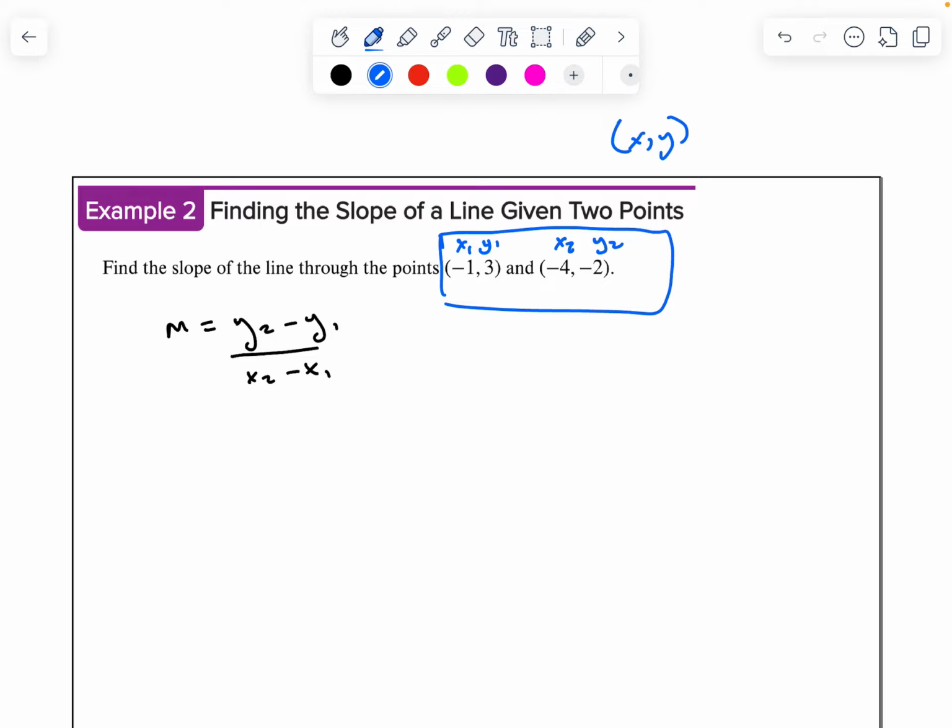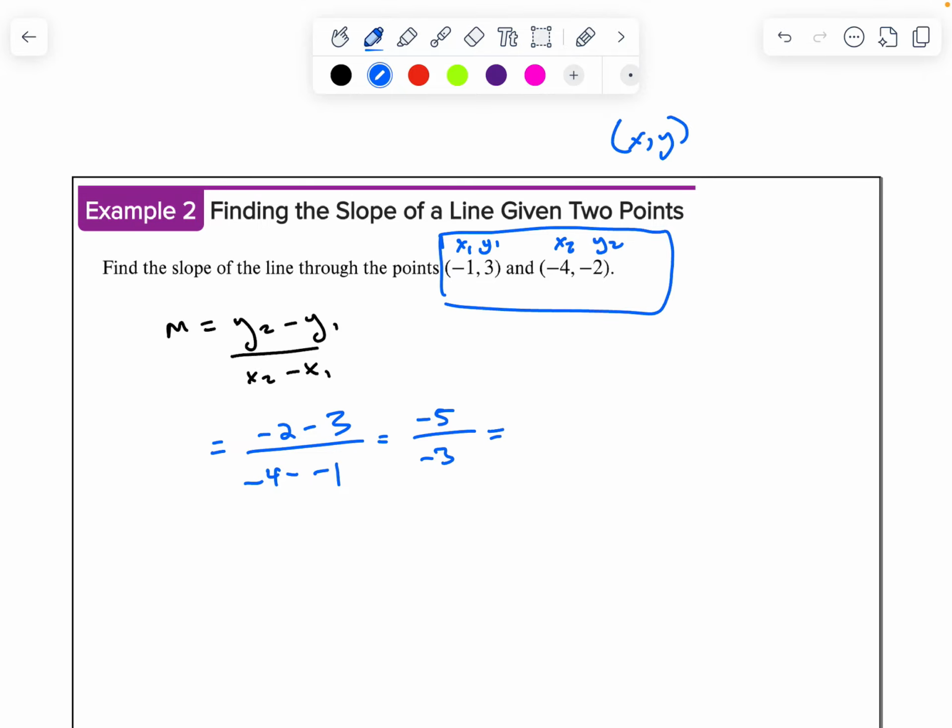If I want to sub these into my formula, I'm just going to put them exactly where they go, including the negative signs. So negative 2 minus 3 over negative 4 minus negative 1. And then in my calculator, I'm going to type that top part in, negative 2 minus 3, over negative 4 minus negative 1.